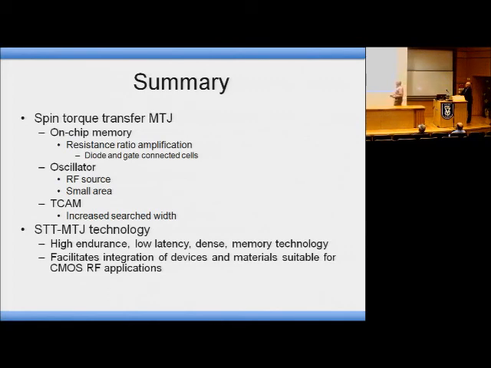To summarize then, STT is high endurance, low latency relative to other memristive technologies, relatively dense, a very natural memory technology, but we're looking at other applications as well. And it's quite suitable to RF, has magnetic devices, and is fully integratable in the CMOS environment. So you're going to hear a lot of different technologies today. The point of this presentation is STT is a fairly interesting one. Again, this isn't my perfect area, but I know something about it, so I'd be happy to take any questions if you have any.